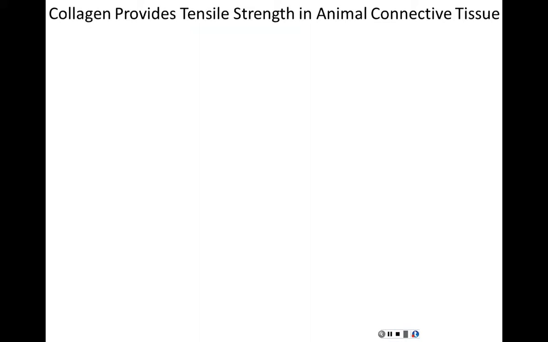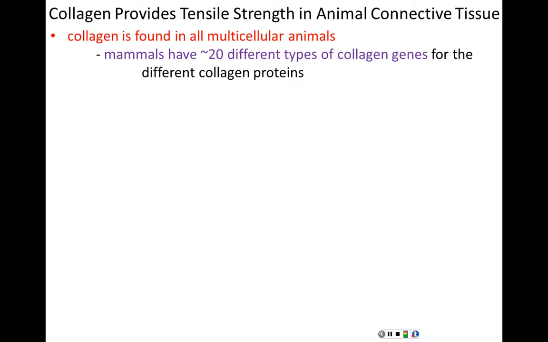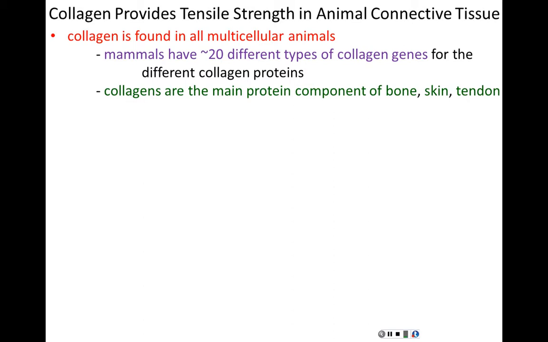But it is collagen that provides the main tensile strength in all animal connective tissue. Collagen is found in all multicellular animals on this planet. We mammals have about 20 different types of independent collagen genes, giving rise to a little bit over 20 different types of independent collagen proteins. Collagen is the main component of bone. It's the main component of skin. It's the main component of tendon. About 25% of protein in any mammal is collagen alone.